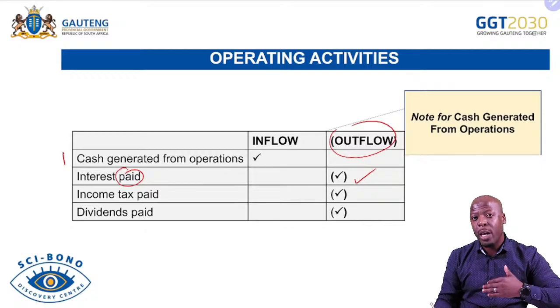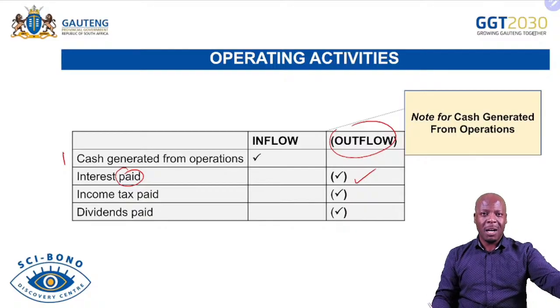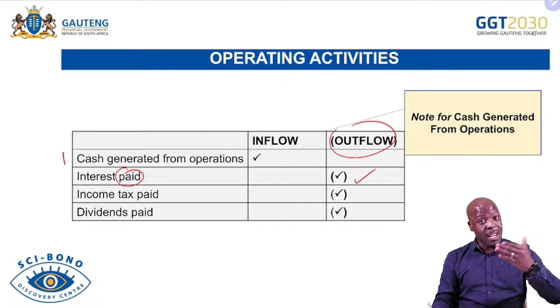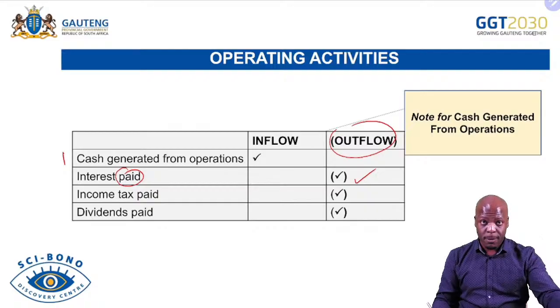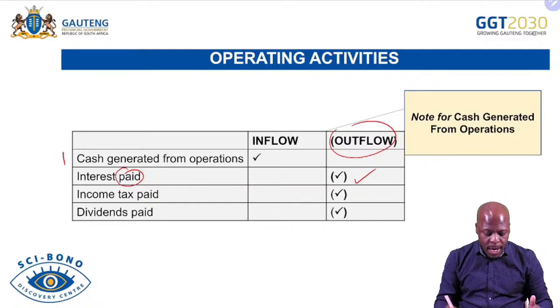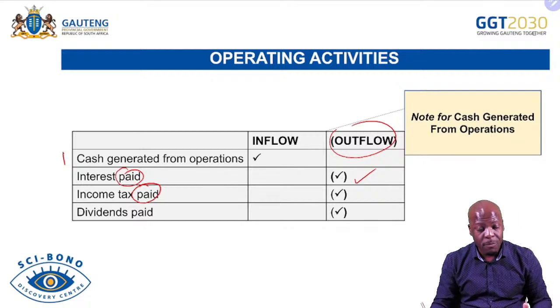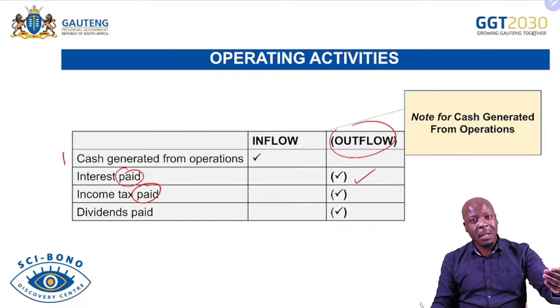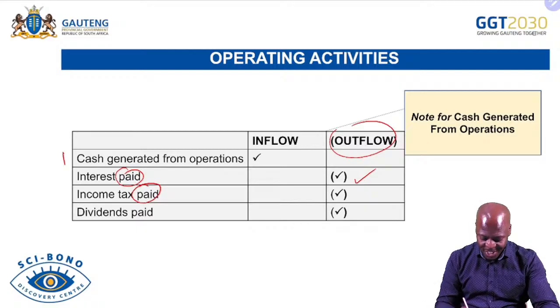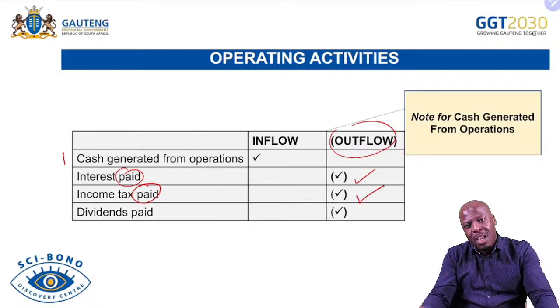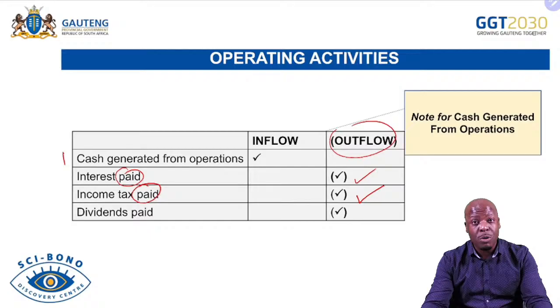Outflow means money is going out of the business. Money moves in two directions: either in, or out. When we pay income tax, here's the clue: paid. When we pay income tax, my dear learners, cash is going out. Hence, we're talking about a cash outflow.